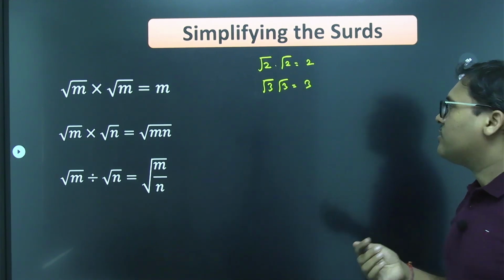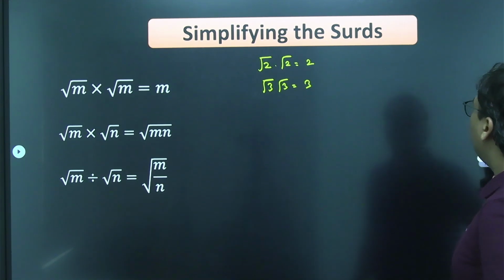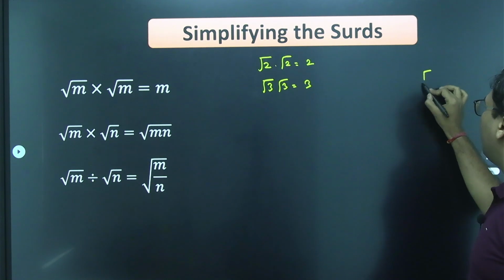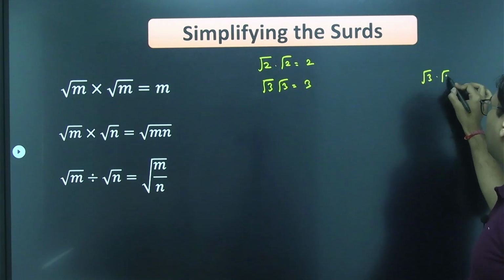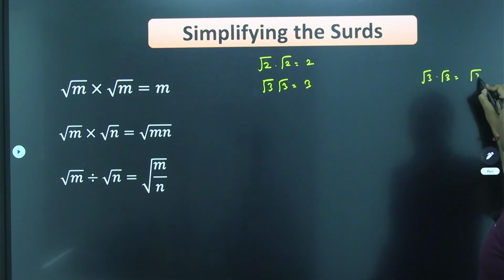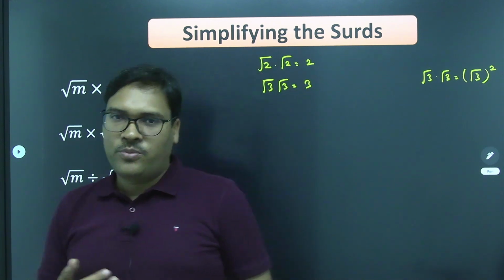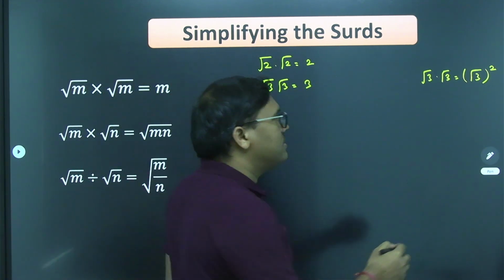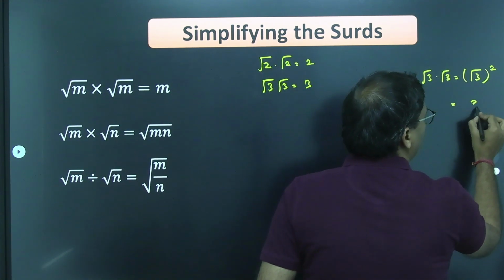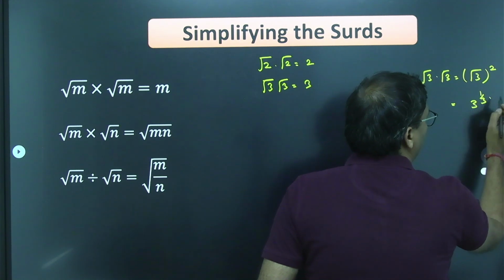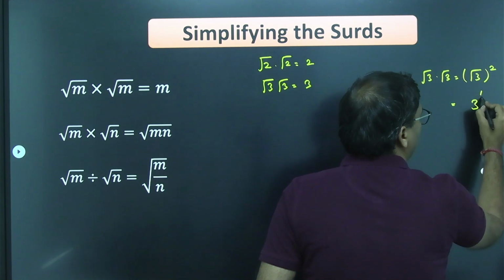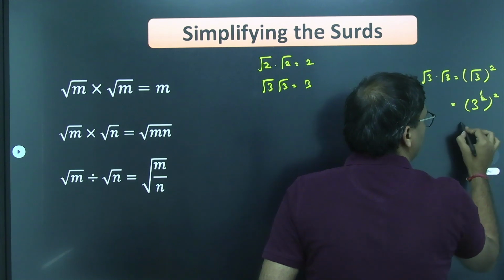Now, why is this so? Because we know that if you have, let us say, the square root of 3 into the square root of 3, basically I am writing the square root 2 times. I hope you know how to simplify exponentials. This is equal to root 3 raised to 1 by 2, that is, 3 raised to 1 by 2 raised to 2, which is equal to 3 only.